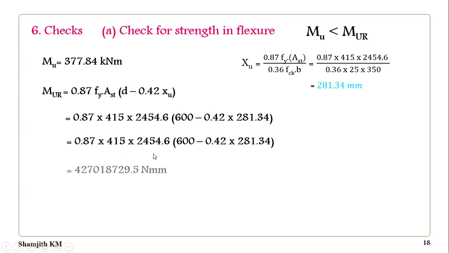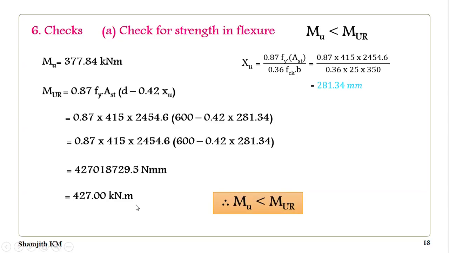We will be getting the value as 427018729.5 Newton mm. But we need to mention Mur in kilonewton meter, so we will be converting the unit, that is 427 kilonewton meter. This is the Mur. It is 427 and Mu is 377. So surely Mu is less than Mur. Mu less than Mur, so it is safe.